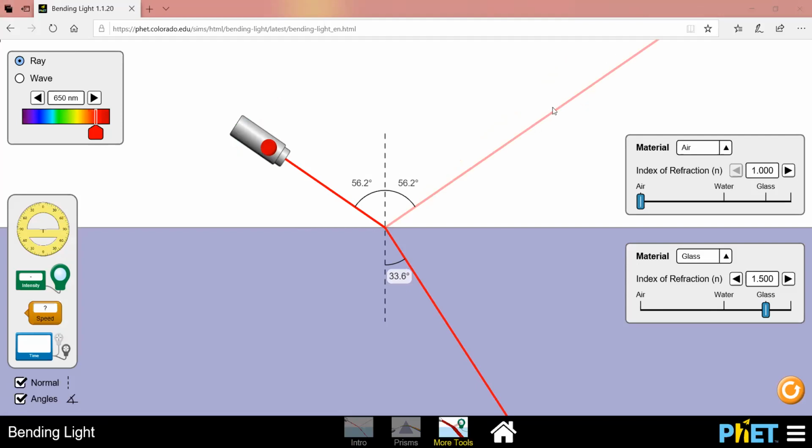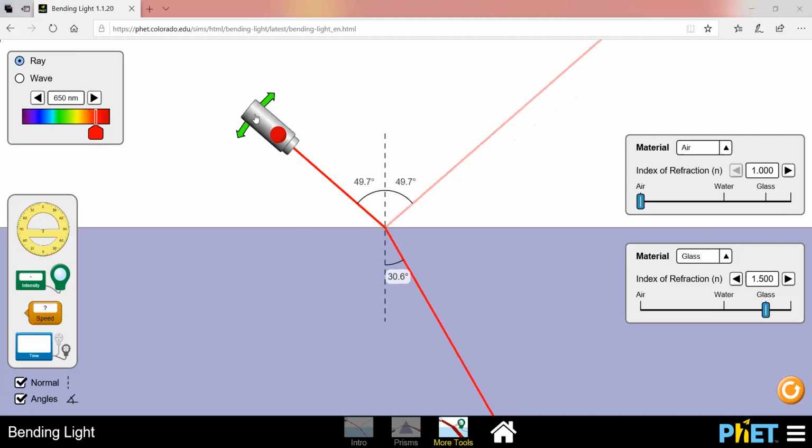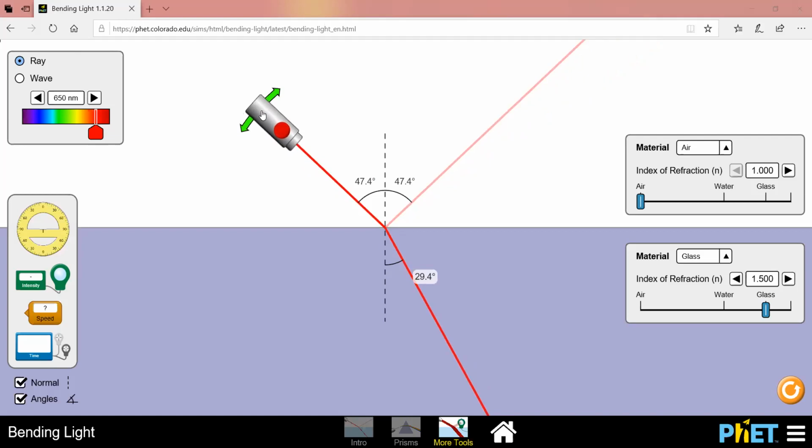If you remember what we studied before about reflection, we said that the angle of incidence equals the angle of reflection. So for example, the angle of incidence here equals, let us say, 47.4, equal to 47.4 as well. But the angle of refraction here will be different, which is 29.4.